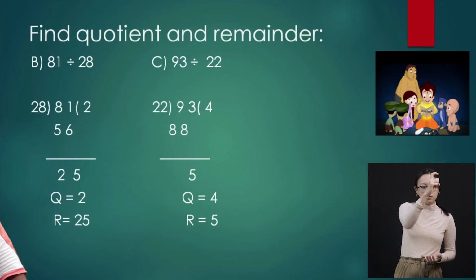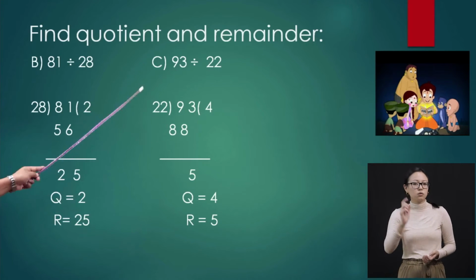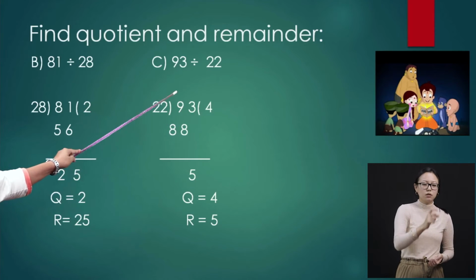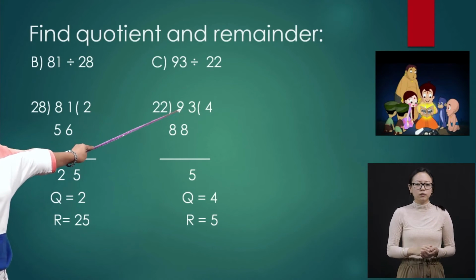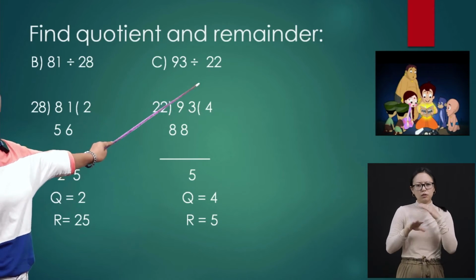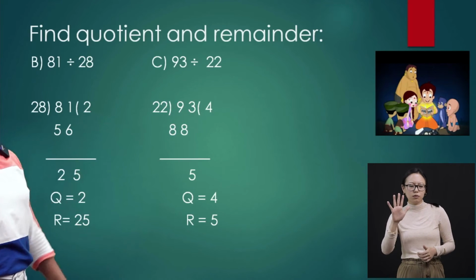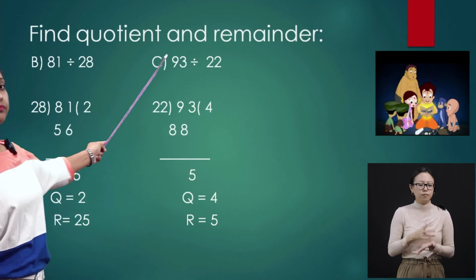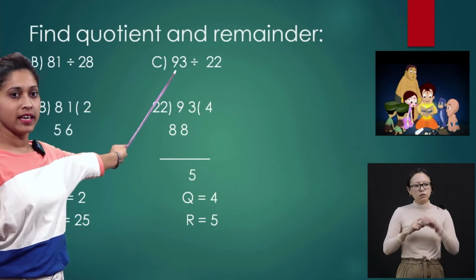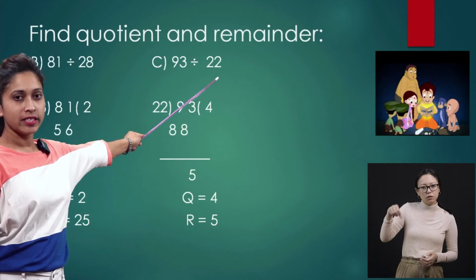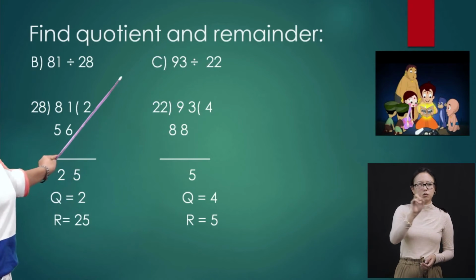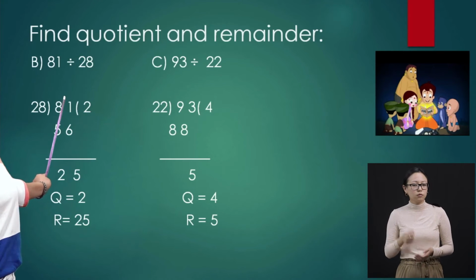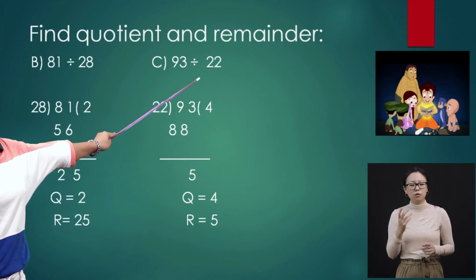Is it very easy? Right? Very easy. Just try yourself every day, right? In order to become expert in division and multiplication. Right, children? Let's see the next sum. You have 93 divided by 22. So same like how we did number A, you will do number B as well.